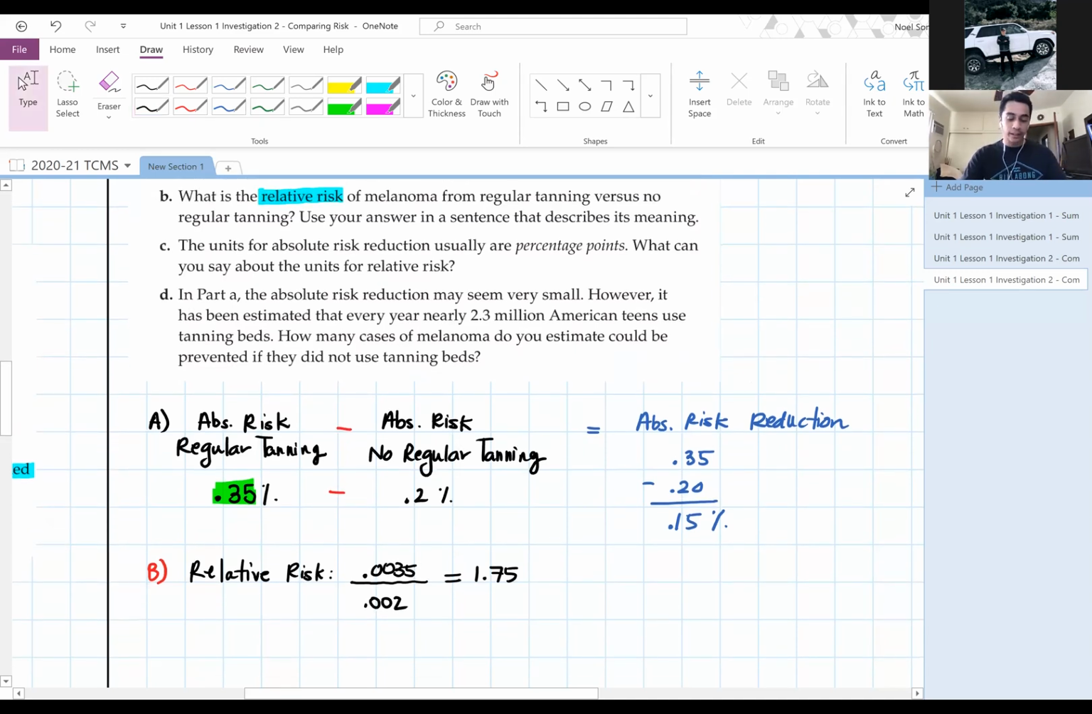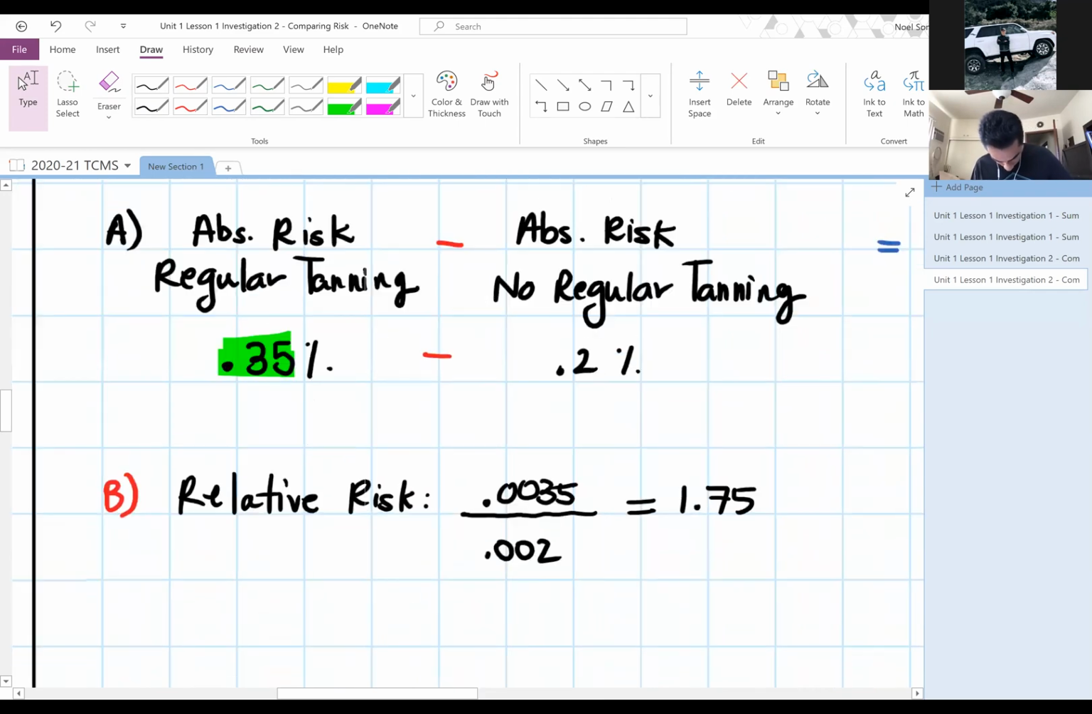And so then again, we're kind of asked to use the answer in a sentence that describes its meaning. Okay, so what could we potentially say here about this value of 1.75? How can we write a sentence here that creates some context as to what the relative risk means? Let's see, it's 0.0035. I apologize if that looks like an 8. This is a 3.5.